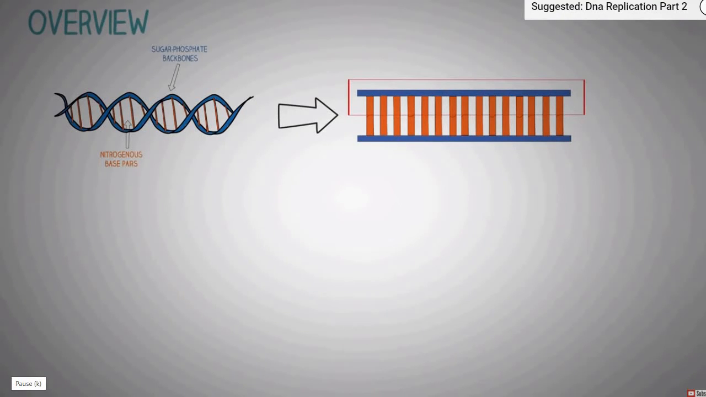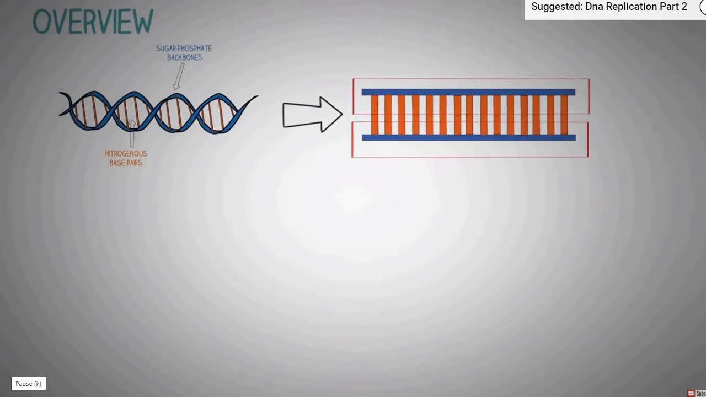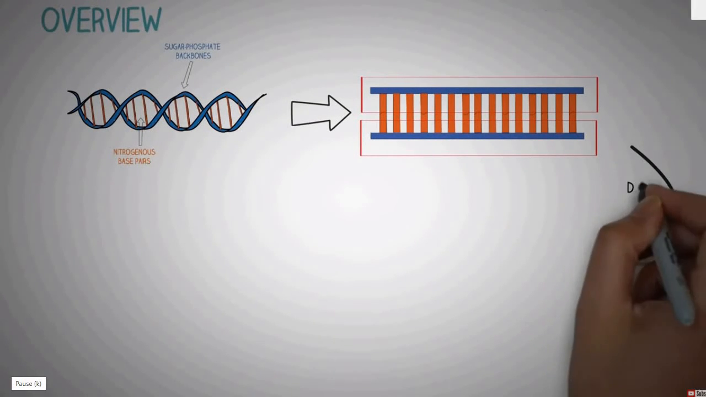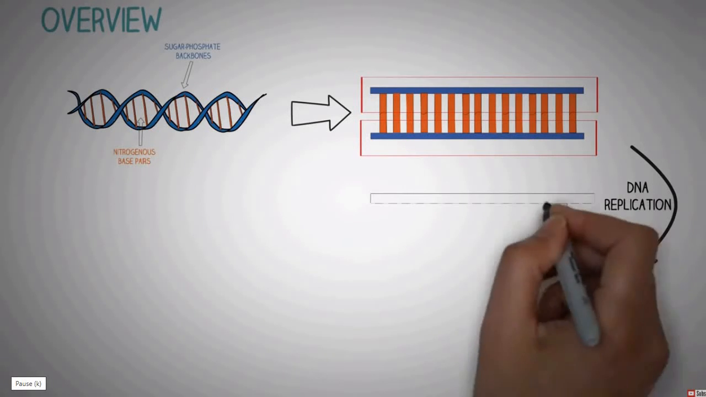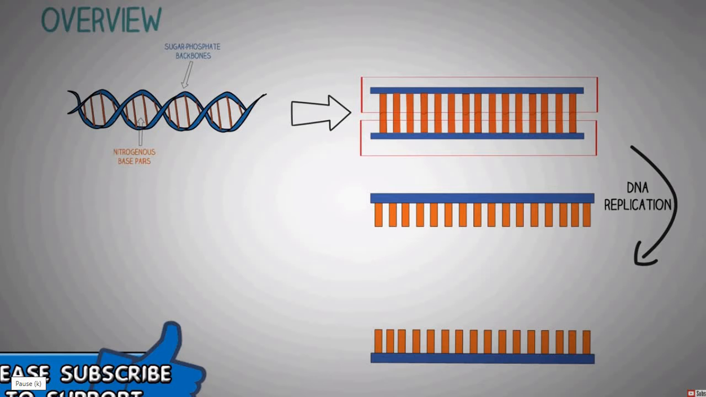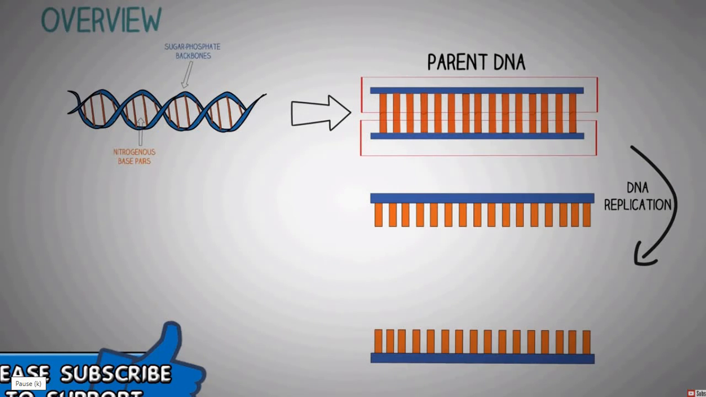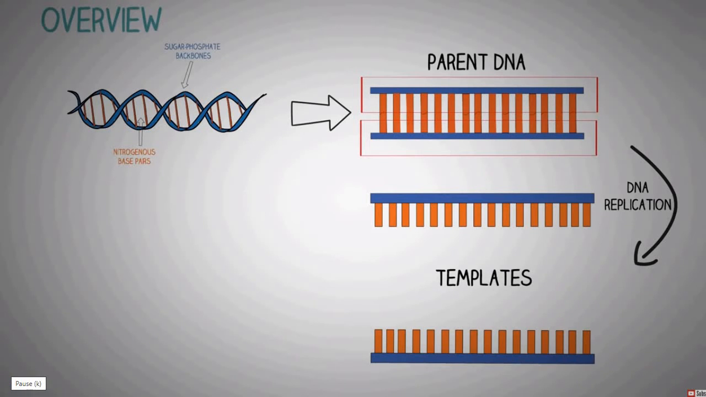In this example, you can see that the DNA consists of these two identical strands which almost run parallel to each other. Now in the process of DNA replication, what happens is that these two strands separate. The original DNA which separates to form these two strands is called the parent DNA. And then these two strands which are separated from each other act as templates upon which new strands are copied and formed.